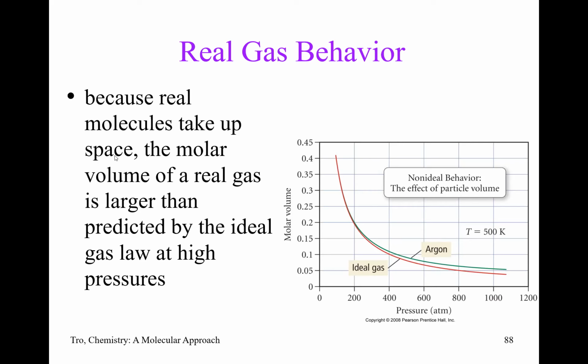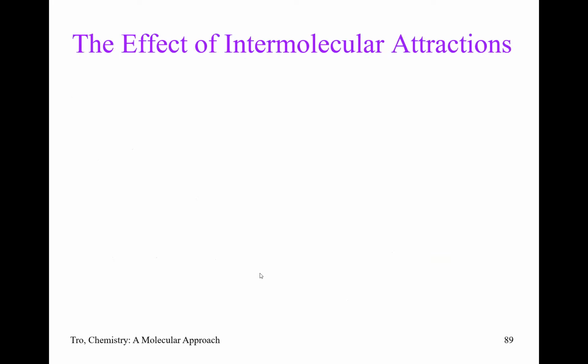Because the real molecules take up space, the molar volume of a real gas is larger than predicted by the ideal gas law at high pressures. And so here we see this deviation from the ideal gas, and they used argon here. You can see it starts to fail and deviate away from the ideal gas law, PV equals nRT. But this is beyond anything that we'll ever do, and even chemical engineers aren't going to operate above this. So as far as the pressure goes, it doesn't have an effect for anything we care about.